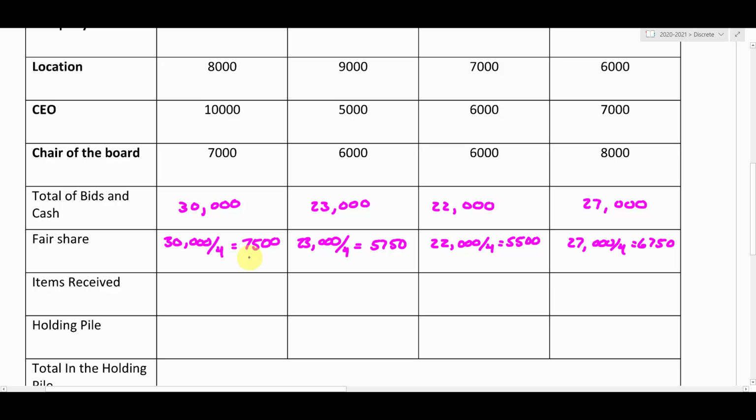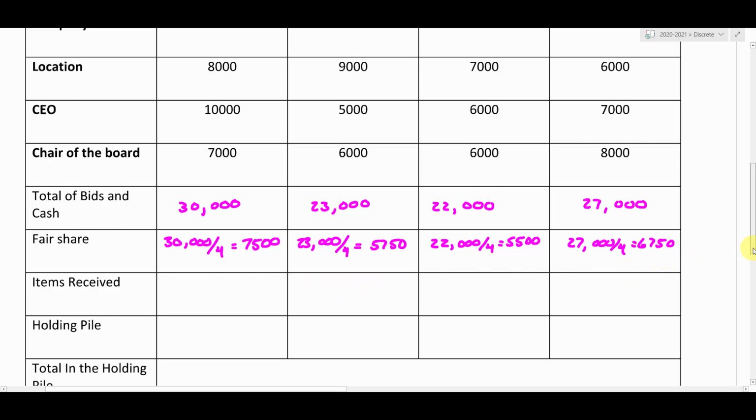The sealed bids method is guaranteed to make sure that everyone walks away with at least their fair share or more. All right, so if you get something below the fair share, that's a sign that you made a mistake at the end. All right, so now let's go through and determine who gets what items here.